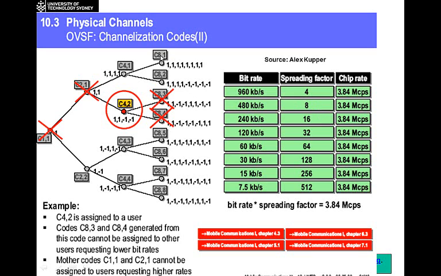If you were to allocate this code, for example, then all the parents of this code cannot be used thereafter, and all the children of this node here cannot be used as well. That means approximately 12.5% of the code tree will become unusable. So as I said earlier, we always try to allocate codes further down the tree as much as possible.